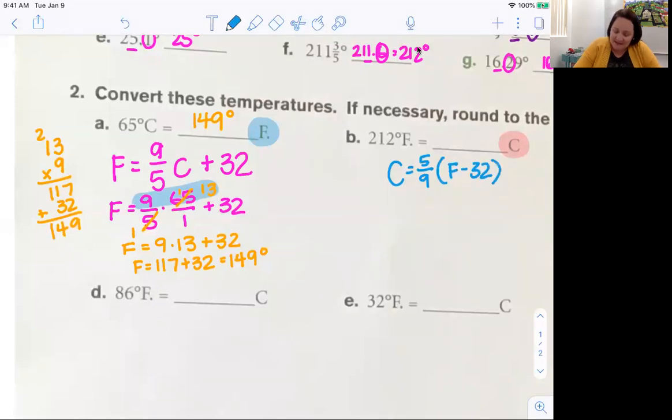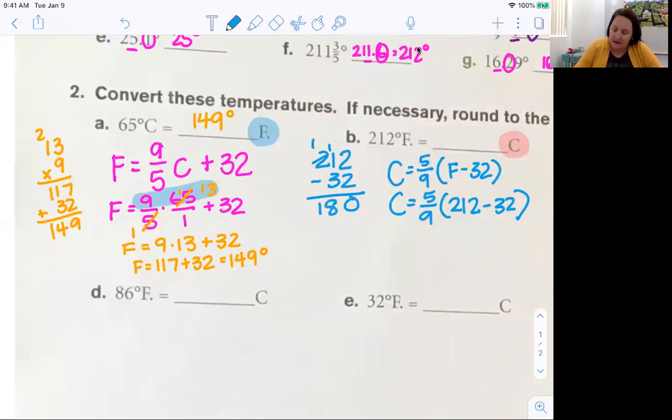Ready? C equals 5/9 times F, in this case 212 minus 32. I'm going to do this horizontally because remember we have to do what's in the parentheses first. 212 minus 32 is 180. So C equals 5/9 times 180 over 1.